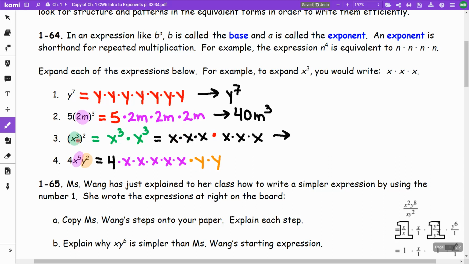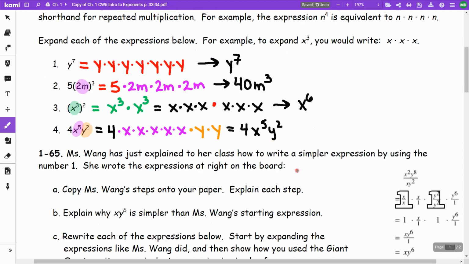This one here, x to the 3rd raised to the power 2, is an x to the 6th. Power to power, we ended up multiplying. 3 times 2 ended up being 6, but this is what it is in expanded form. And on number 4, this would have been 4, and then it would have just stayed as x to the 5th, y to the 2nd. That would have been the answer. But again, they want everything in expanded form. You did not have to write what I just wrote in black.